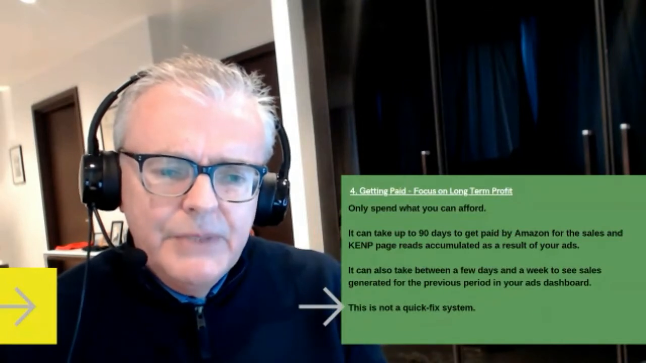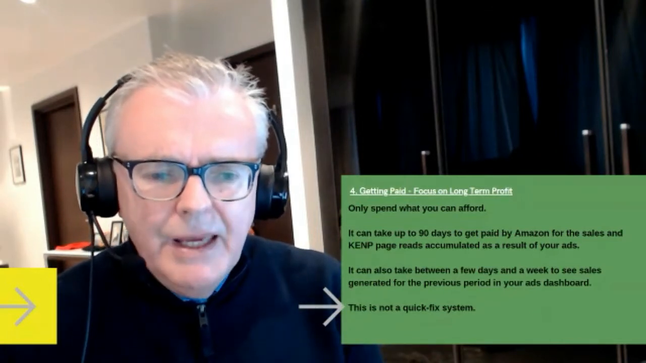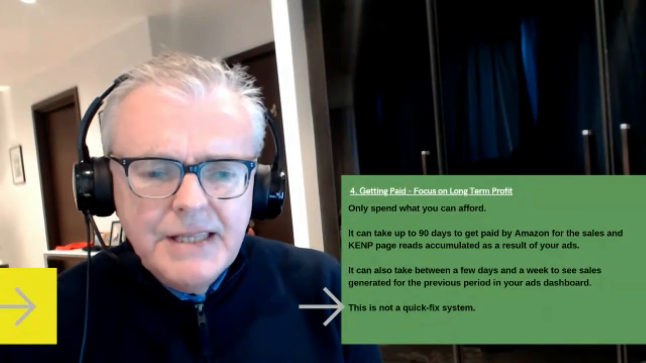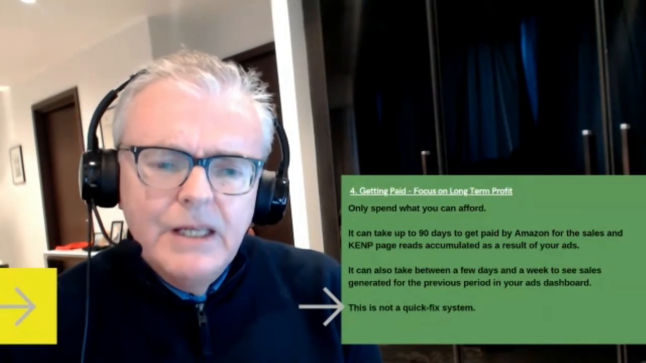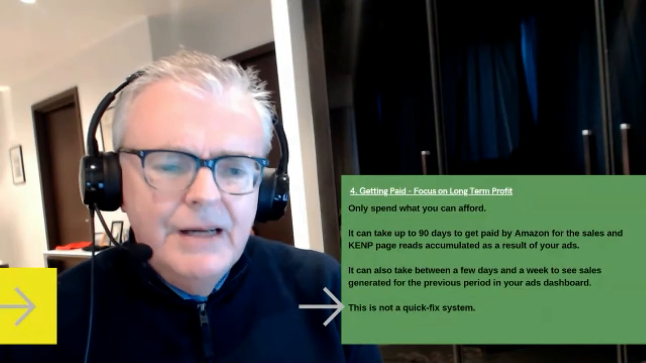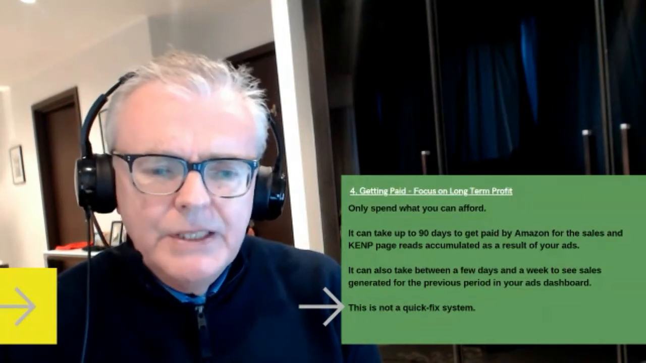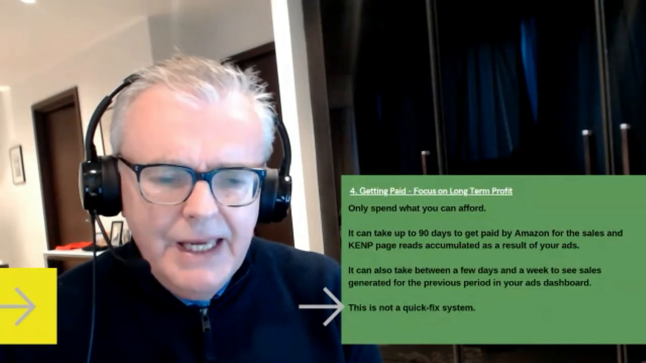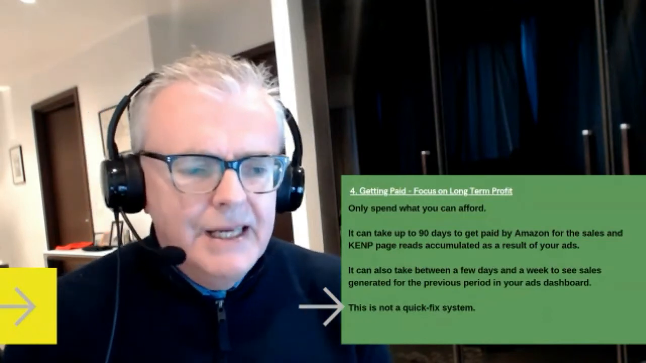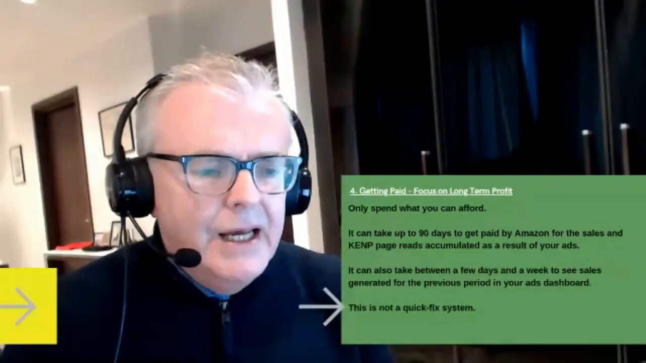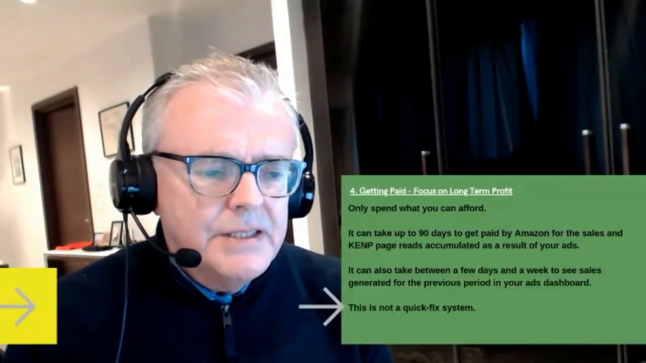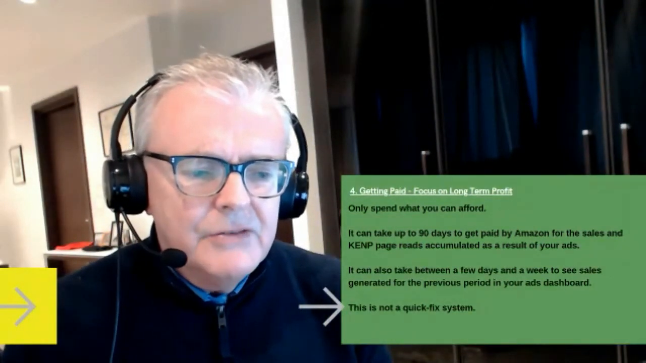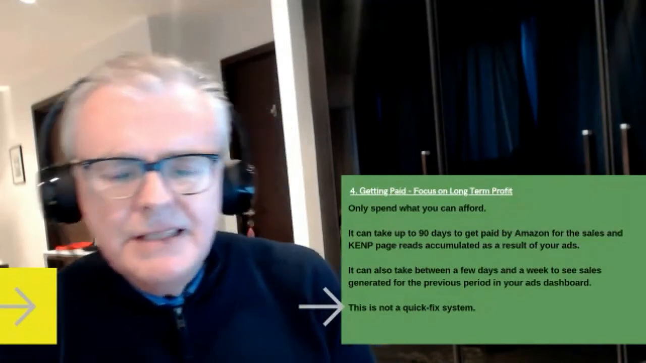It means that there are now over 140 million people on Amazon Prime in the United States, and that they can get to read your book for free, but you will get paid. And I'm going to go into some more details on that on another slide, how much you get paid when you're in Select. So it can also take between a few days and a week to see sales generated from the previous period in your ads dashboard.